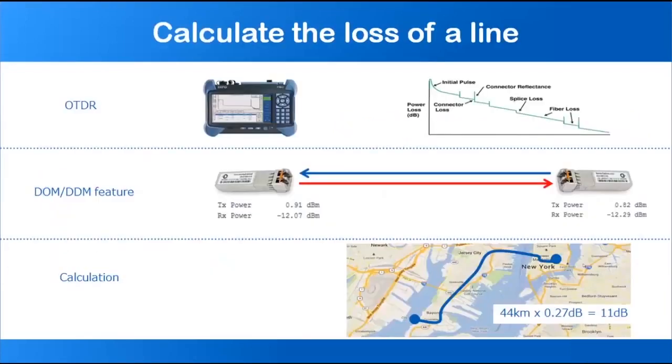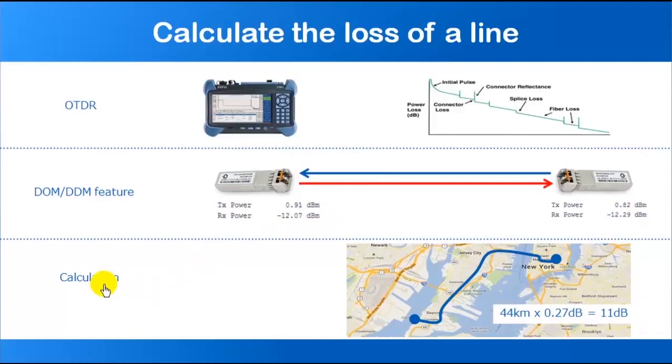If you want to calculate what the loss of your line is, you can do that with different techniques. You can use an OTDR. With an OTDR you can see exactly what the loss of the line is, and you can also see the patches on your dark fiber. Another way of doing this is putting optics with DOM features on both sides and just calculate it. In Cisco you can use this DOM feature. You can see the power on the transmitting side. So this is for example 0.91 it's sending out, and it's receiving with -12.29, and the other is around the same.